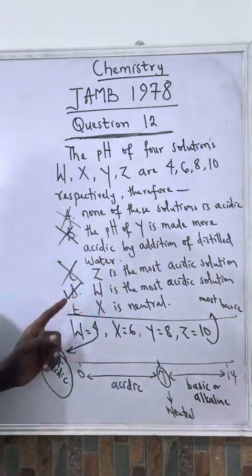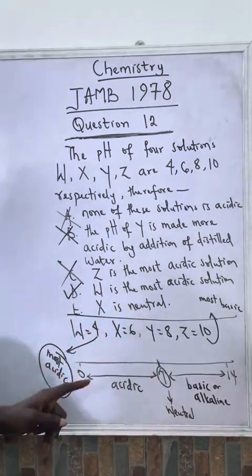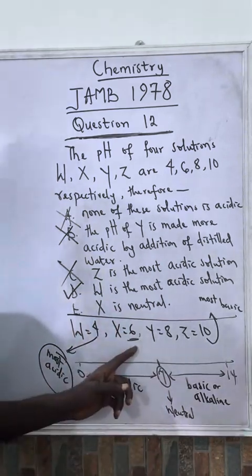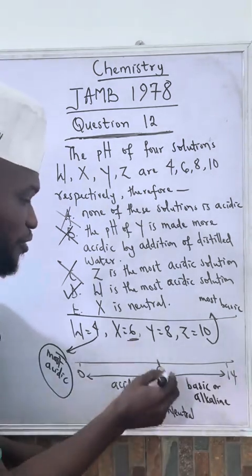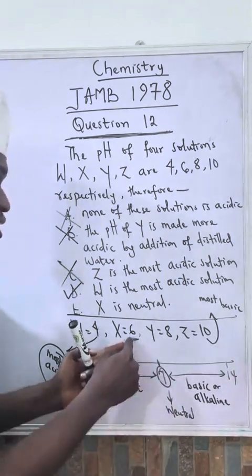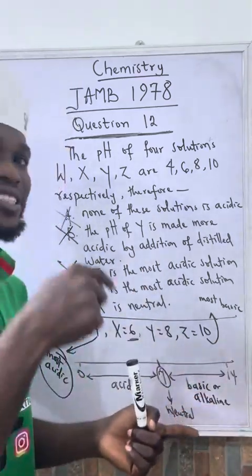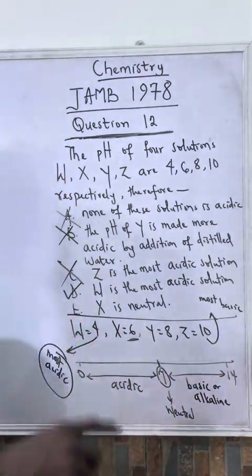But let's see option E. That will be wrong. X is neutral. Check X. X is pH of 6. And pH of 6 does not indicate neutrality. pH of 7 is what indicates neutral. But 6 is close to 7. So it's close to neutral, but that doesn't mean it is neutral. It is still acidic. So the correct answer to this question is option D.